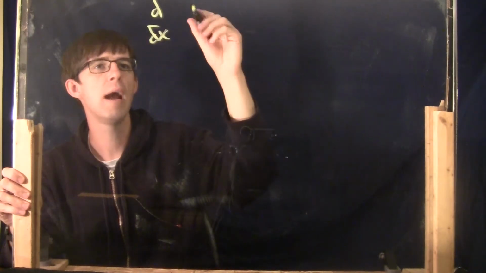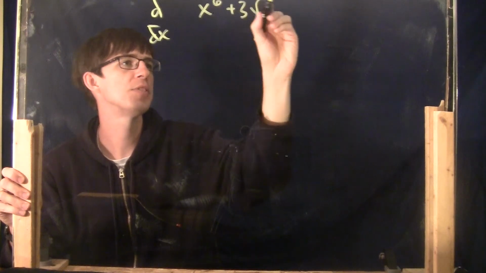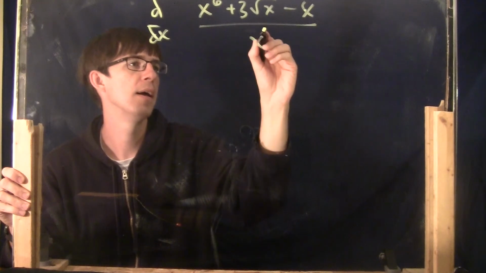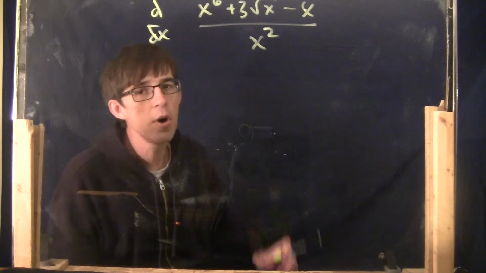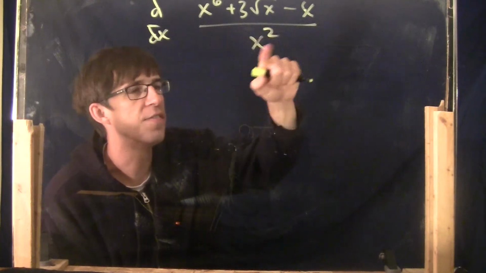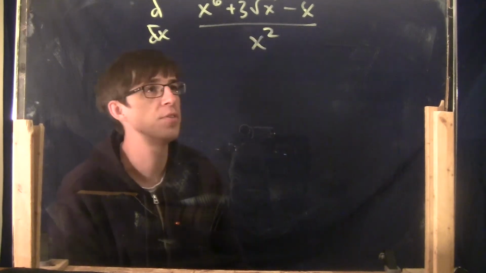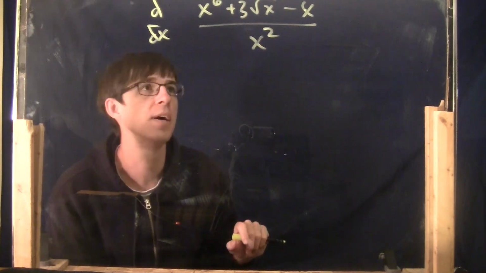A little trickier. How about the derivative of, let's say, x to the 6 plus 3 root x minus x, divided by x squared. How do you like that? What's hard about this one is this thing divided by x squared. If it was just that on the top, this would not be so difficult. But the fact that we're dividing everything by x squared really messes it up, all right?